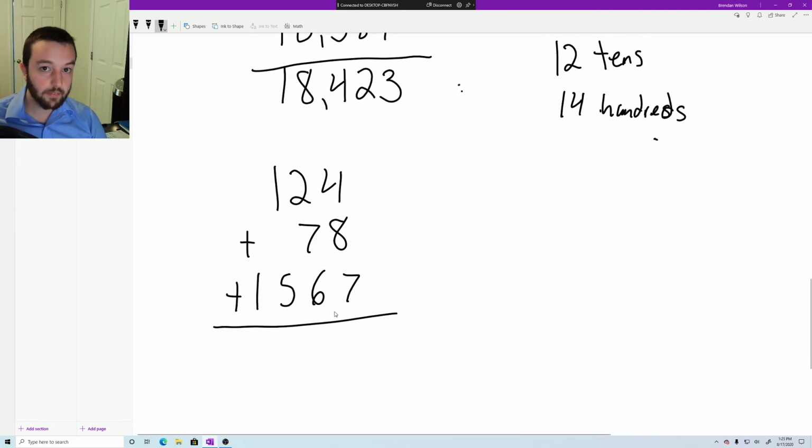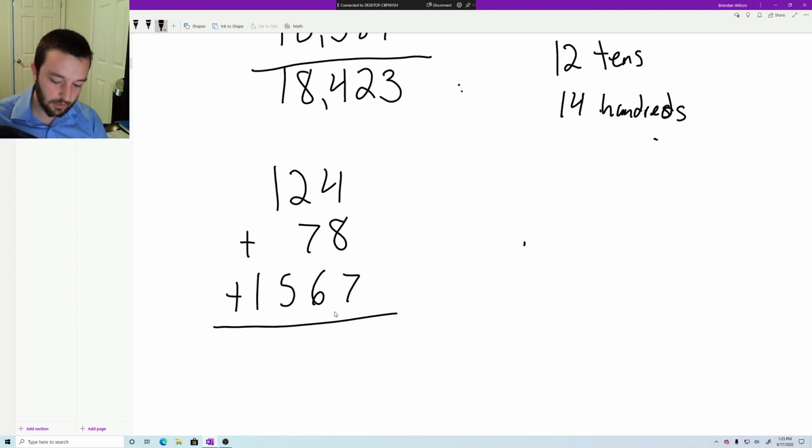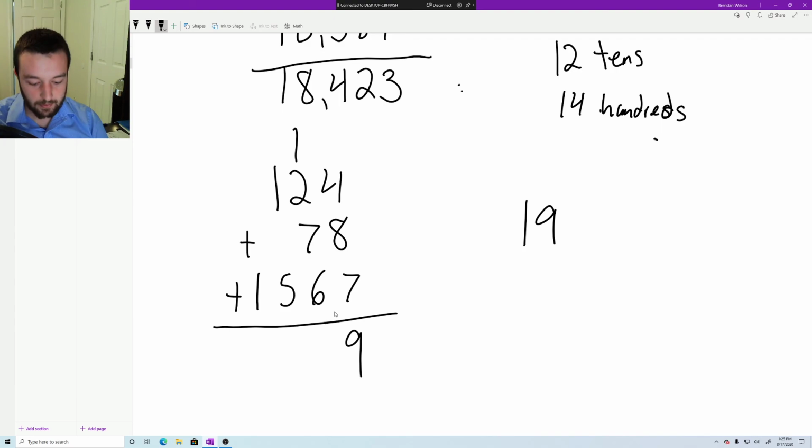And then once we know we have the place values lined up, we do the same process we just did a second ago. So 4 plus 8 is 12, plus 7 is 19. Okay, so we have 19. Again, the 9 goes in the ones place, the 1 gets carried over to the tens place. Now 1 plus 2 is 3, plus 7 is 10, plus 6 is 16. So we have a 6 in the tens place, and the 1 gets carried over to the hundreds place.